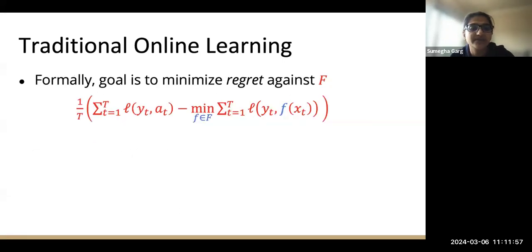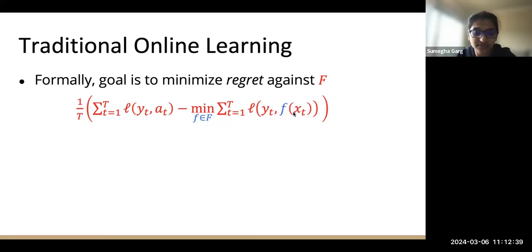So formally, the goal here, instead of loss minimization, is regret minimization, where we want to minimize regret against this concept class capital F. Let's say that capital T is the total number of time steps. Then we average out the loss incurred over these time steps. This is the loss incurred by the learner, and this is the loss incurred in hindsight, after seeing all the time steps. This is the average loss incurred by the best hypothesis in the hypothesis class capital F.